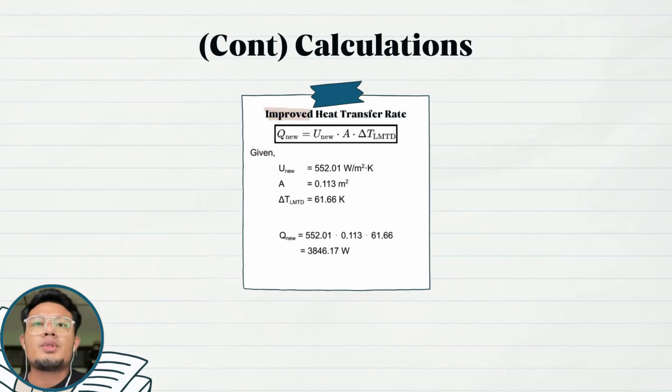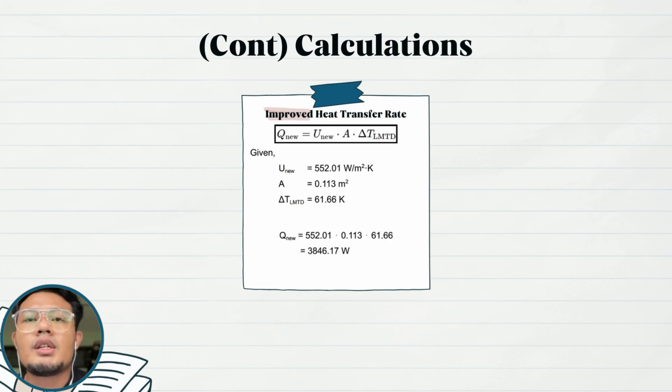Okay, this is the continuous calculation for the improved scenario. So the last one we have is the improved heat transfer rate. That is the formula: Q new equals U new times A times the LMTD. The U new we have is 552.01, the area is 0.113, and the LMTD we have is 61.66.